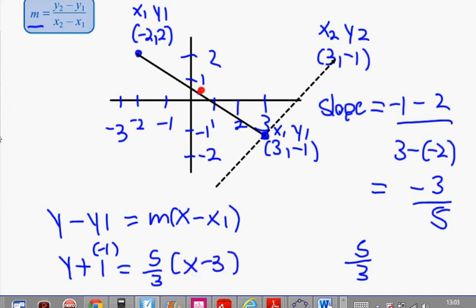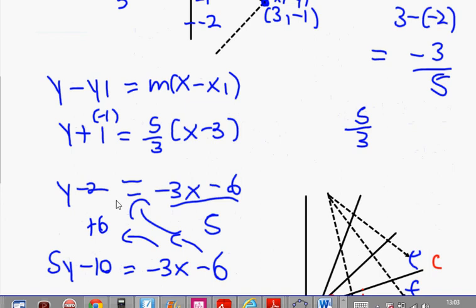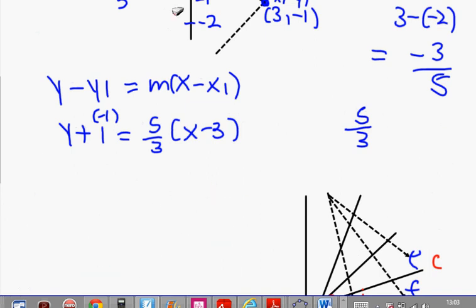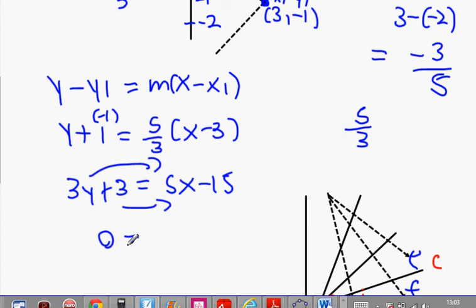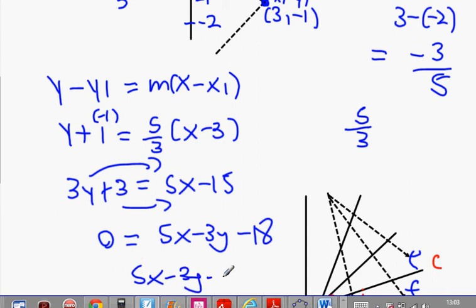You're going to cross multiply the 3, and then you're going to multiply by 5. So you're going to get 3y plus 3 equals 5x minus 15. You can bring the 3y and the 3 over this side this time, and you get 5x minus 3y minus 18, and that's basically your equation of a line.